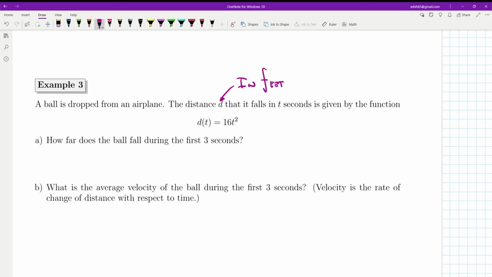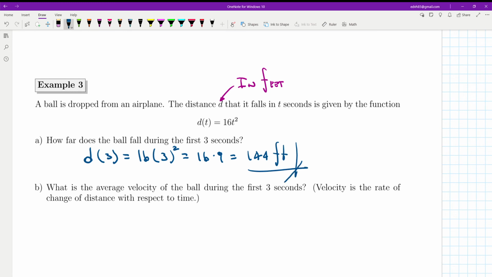The distance, in feet, that a ball falls in t seconds is given by the function d of t equals 16 t squared. How far does the ball fall during the first 3 seconds? To do this, all it takes is to evaluate the given function at t equals 3. That's going to give us 16 times 9, which equals 144 feet.